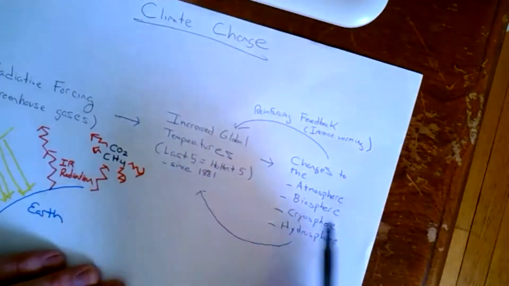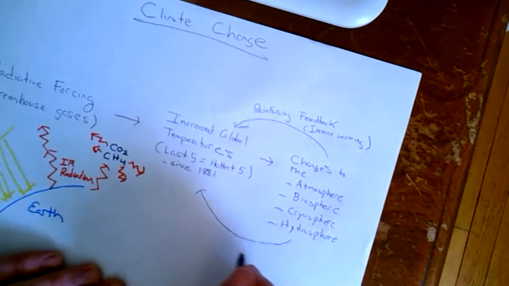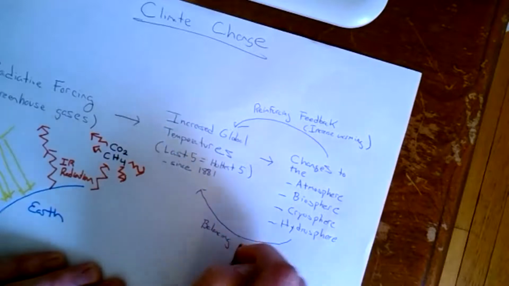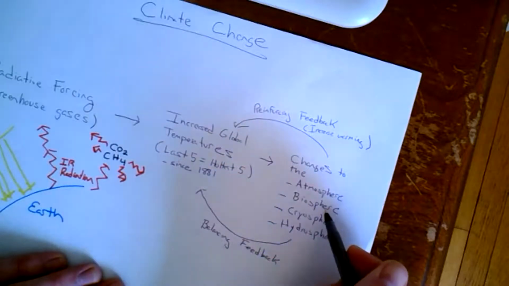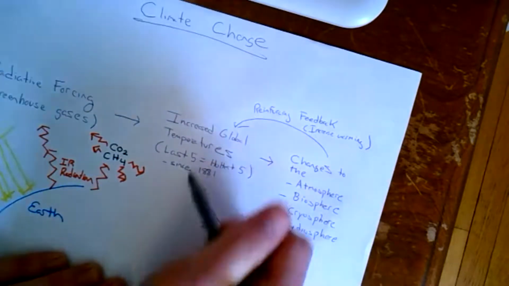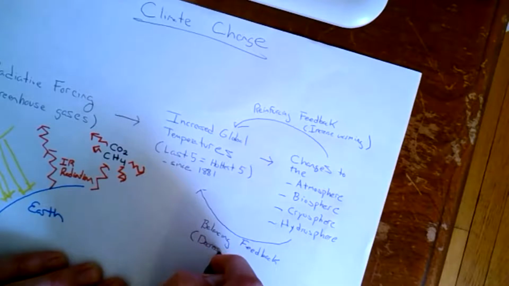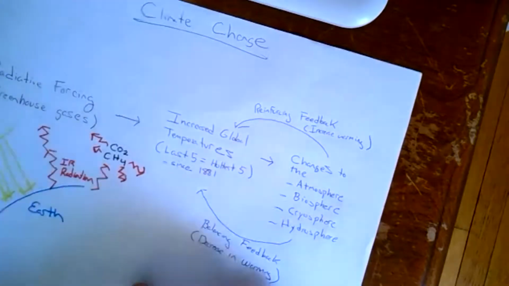It's going to be warming that leads to a change that leads to more warming. But there's also what we call balancing feedback too. Some changes are actually going to cause lower temperatures, so a decrease in warming. And we'll look at both of those, which is stronger.